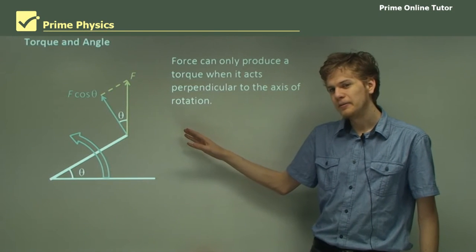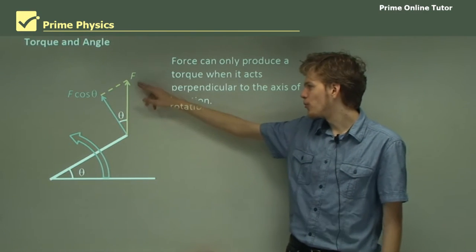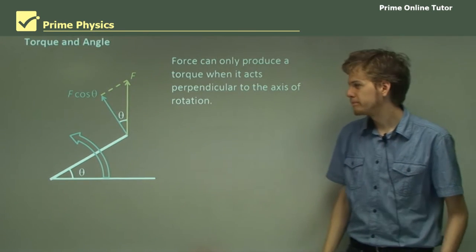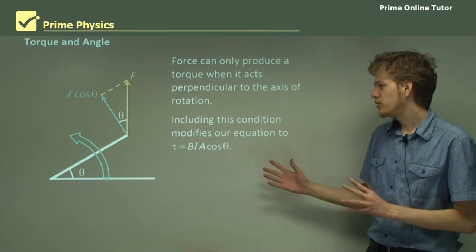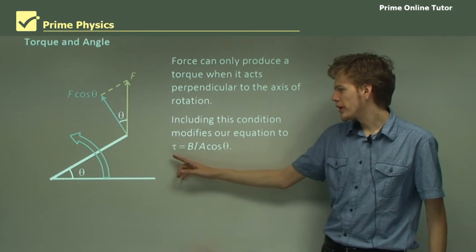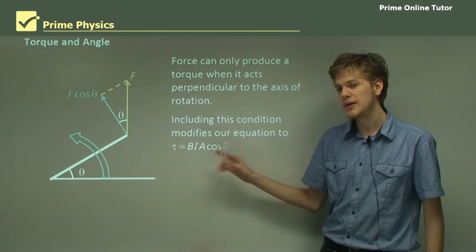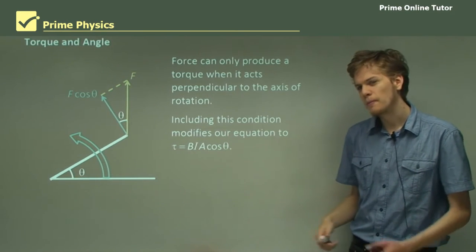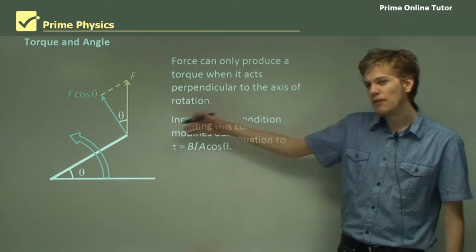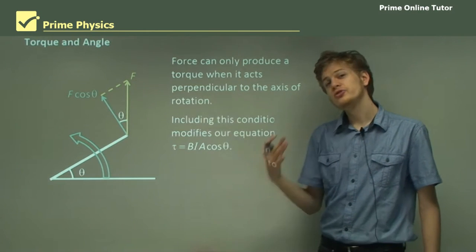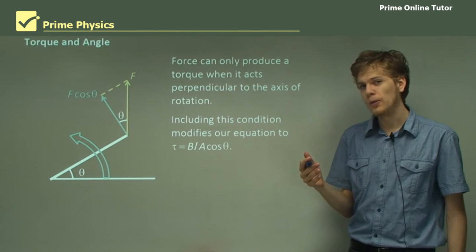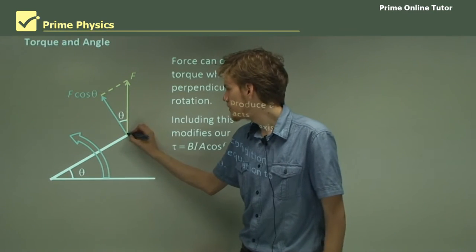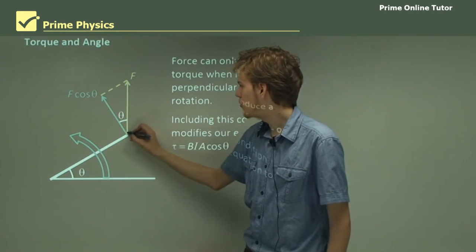So what we need is the component of the force that is perpendicular. So including this condition makes our equation torque equals BIA cosine theta. Can you see why that is? Let's have a look. The yellow arrow here, F, is the total force acting on this part of the coil. But we can break that F into two separate components. One of them has been drawn in blue and the other looks like this.